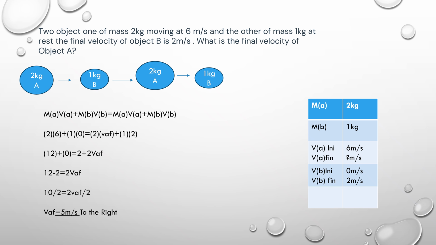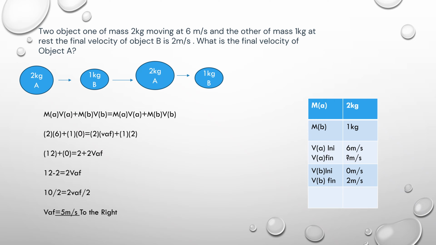So they have given us the mass for object A, which is 2 kg, and the initial velocity for object A. Then we have object B, which is 1 kg. The initial velocity for B, the 1 kg object, is 0. Then they say the final velocity for object B is 2 meters per second. Then they want the final velocity of object A.